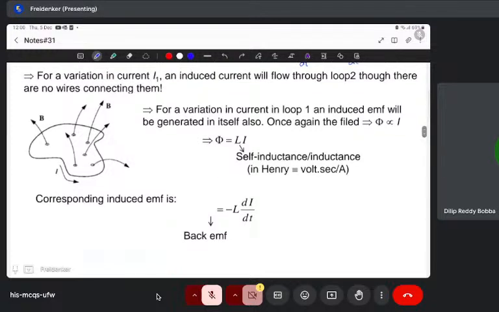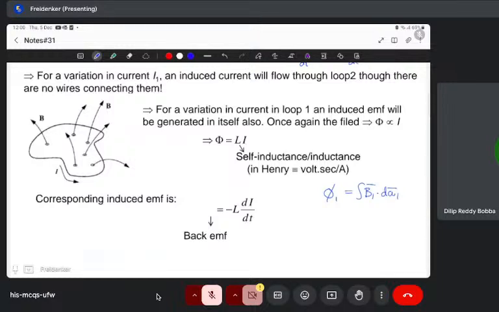If in loop 1 itself, we said that the current is changing, right? So if current is changing in loop 1 itself, even the magnetic flux of loop 1 itself will change, because B1 is changing. If B1 is changing, phi 1 will also change, because phi 1 is nothing but B1 dot A1. So magnetic flux passing through loop 1 itself will change, because B1 is changing.